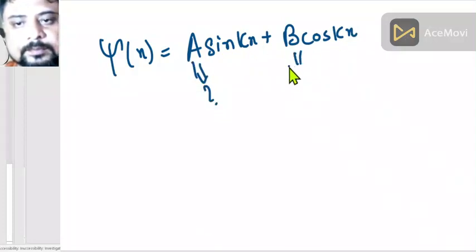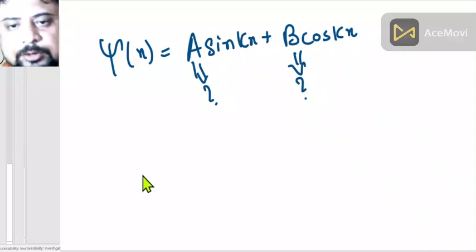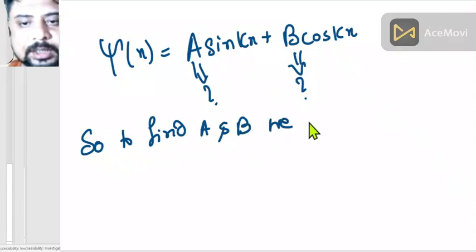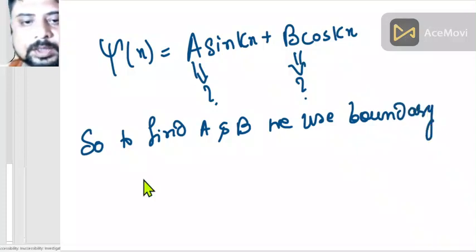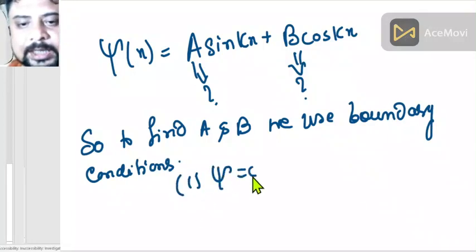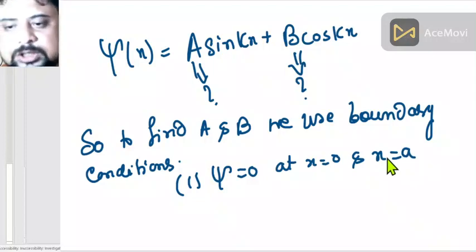Now you have psi x equal to a sin kx plus b cos kx. To get the complete information, we need to know a and b. We have to find these, then only we get the complete solution. So to find A and B, we use boundary conditions.